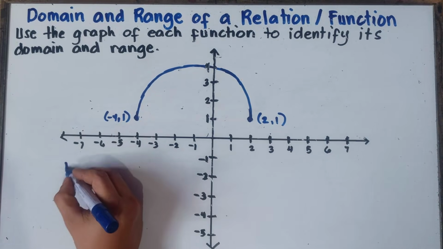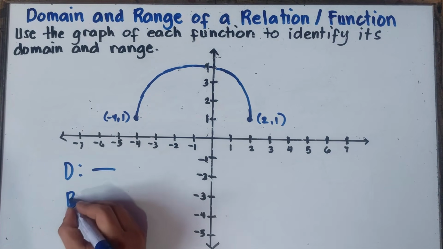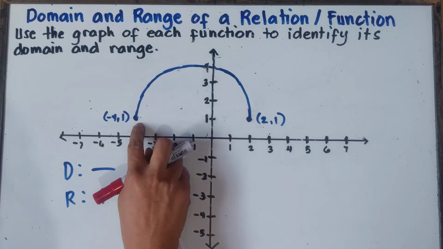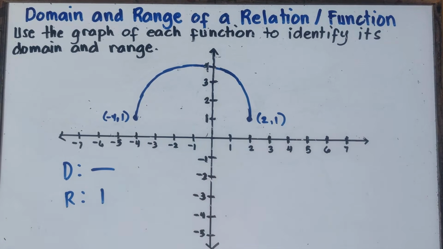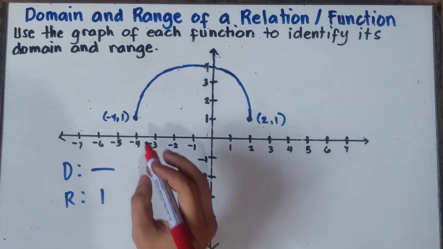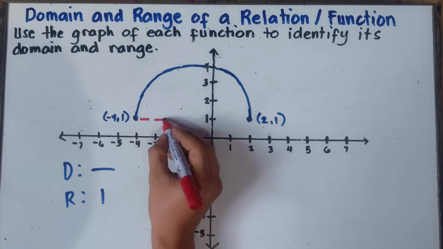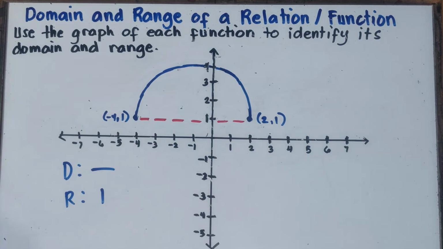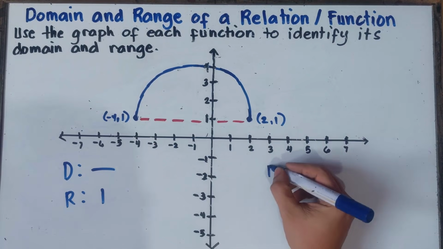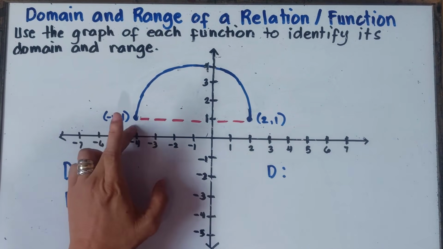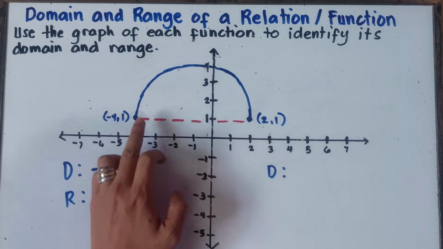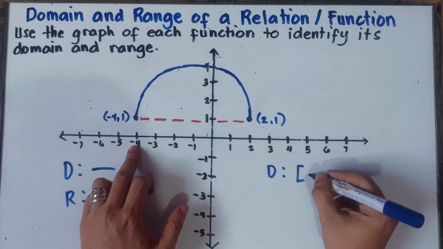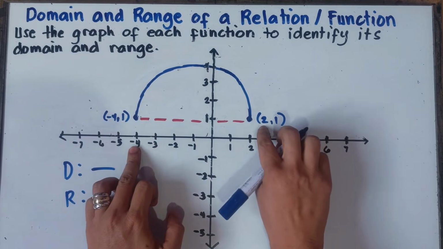Once again, the domain, there would be the horizontal distance, and then the range, there would be the vertical distance. So therefore, the domain from this point going to this point. Alright, so therefore, the domain, that would be the horizontal distance, this one right here. Now, since we have a closed circle, therefore, we need to use bracket. So bracket from negative 4 for x up to positive 2 for x.